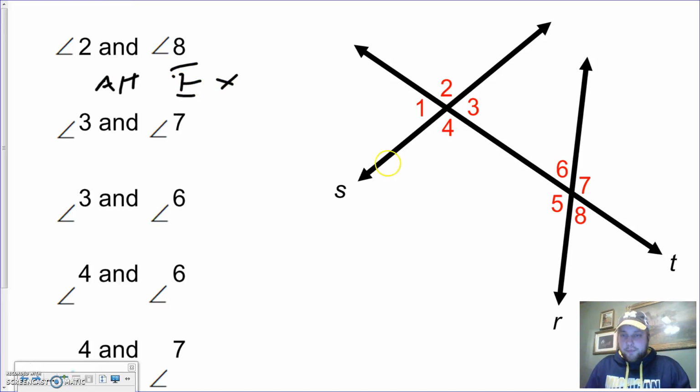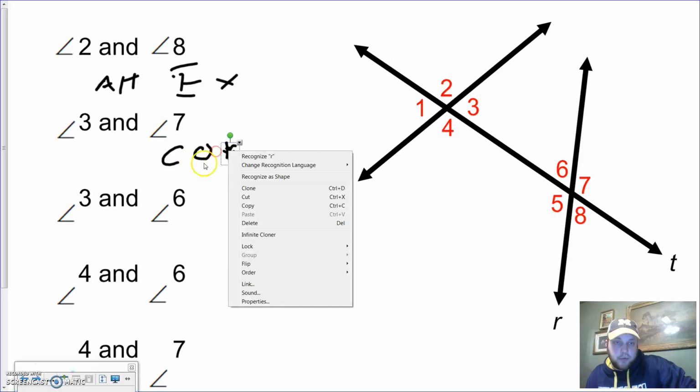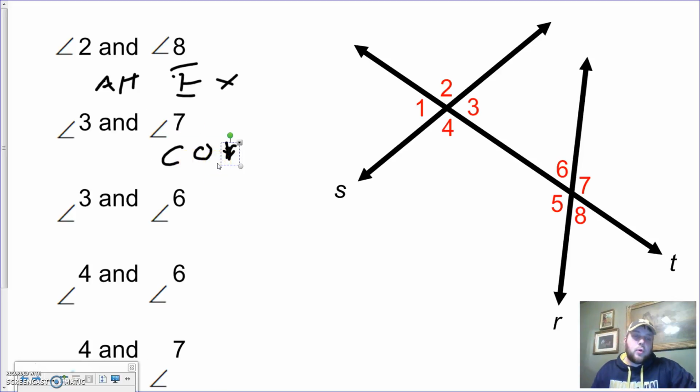Okay, 3 and 7. They are on the same side. And notice, on the same side of this transversal, and this is below, and this is below. So I think that's going to be a corresponding. Right? Core. Keep hitting the wrong button. That's what it is. Core.